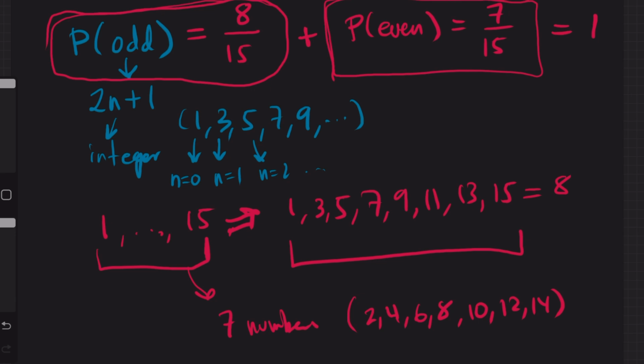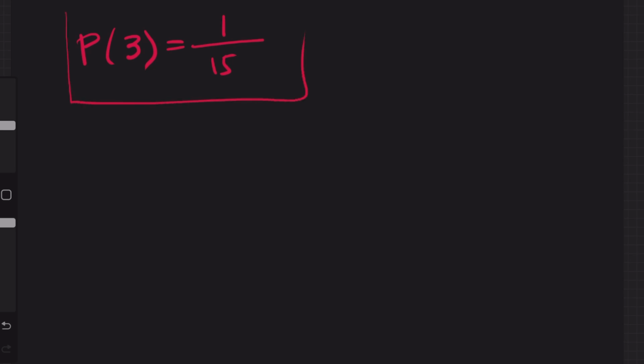Okay, now we can think of another variation of this problem. We can now think what would be the probability of getting a single number, let's say 3. What's the probability? Well, because you know there is only one piece of paper with 3, you only have one event and you still have 15 events, 15 different possibilities.